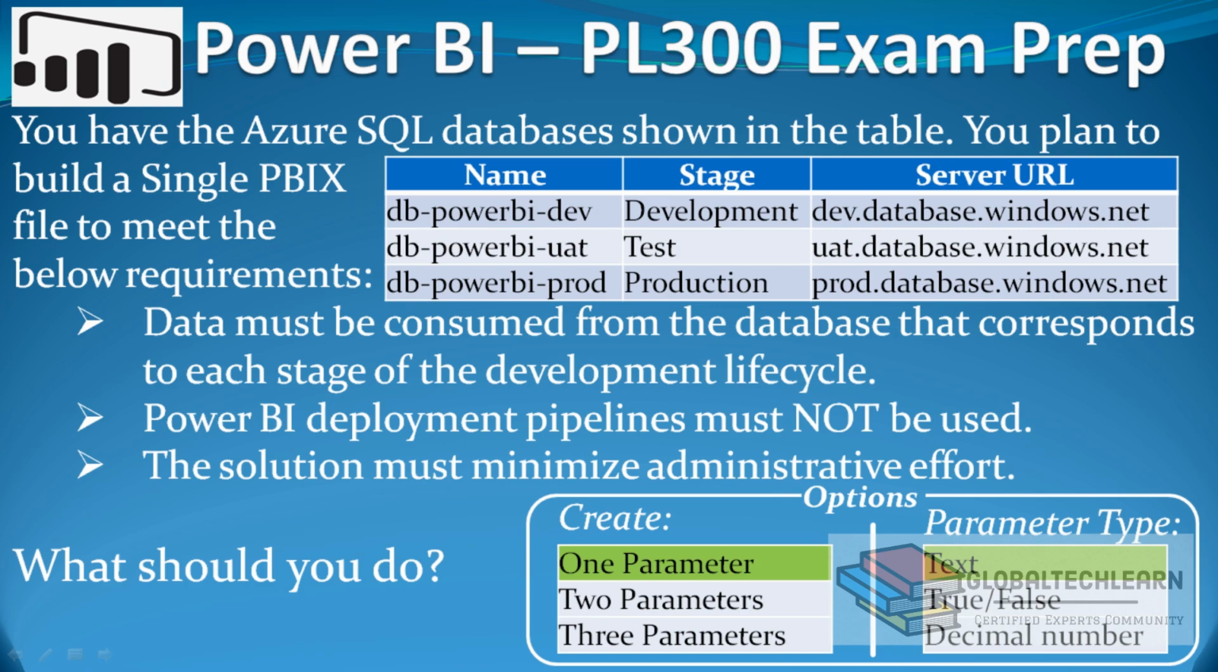So now let's look at the options. In question 1, we created one parameter, so the correct answer is one parameter. And second question, the parameter type should be text as it will store the server URL. So the first option, that is text, is the correct answer.